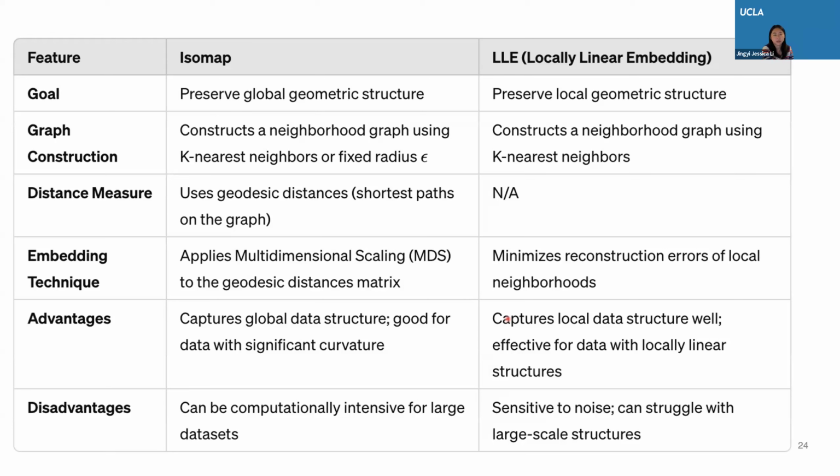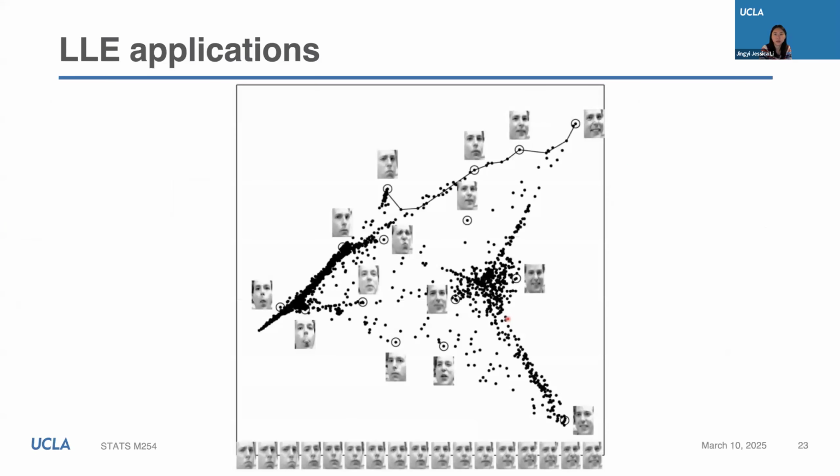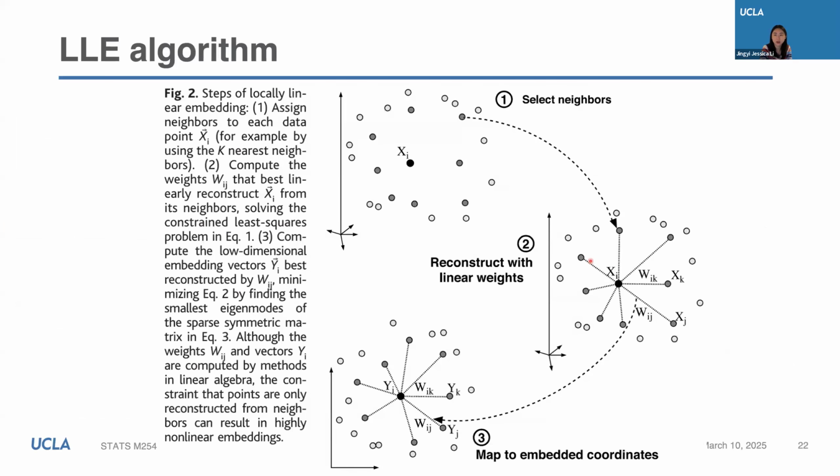All right, some comparisons between Isomap and LLE. Our goals are similar, but with slight differences because they're both nonlinear. Isomap aims to preserve more of the global geometric structure, which is why your graph represents the whole manifold, while LLE preserves local geometric structure because every reconstruction happens locally. Isomap constructs a neighborhood graph using k-nearest neighbors or a fixed radius epsilon, while in LLE you just use KNN to define the neighborhoods so you can learn the weights.